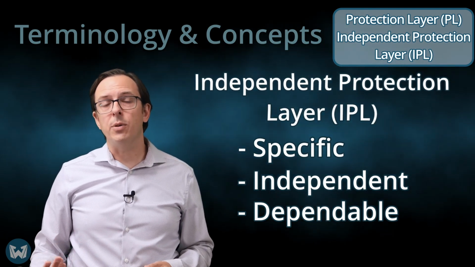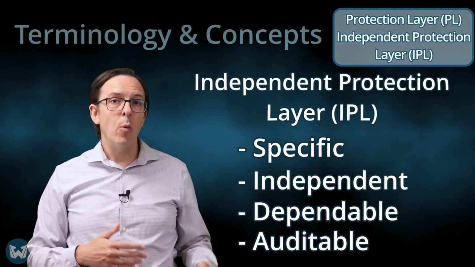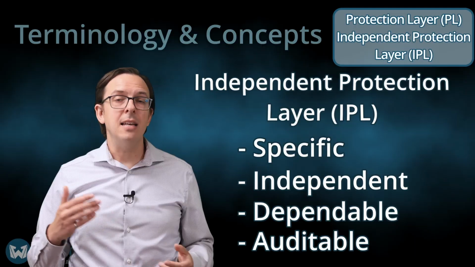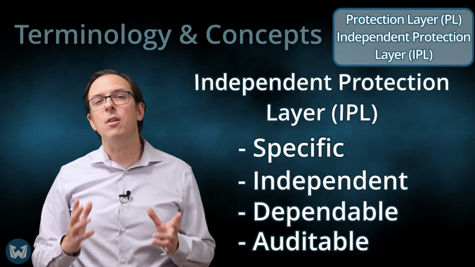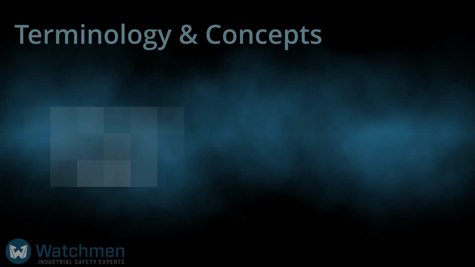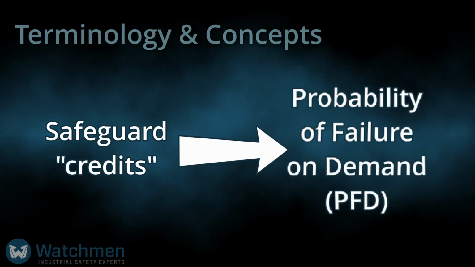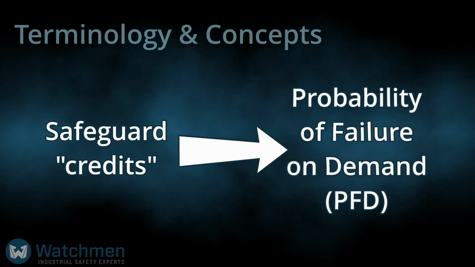And it needs to be auditable. There needs to be a way to check that the IPL is functioning correctly, which includes maintenance and testing, and documentation is kept verifying that these actions are done, and that the IPL can reasonably be expected to be in working order. Safeguard credits become probability of failure on demand, or PFD, for each IPL.